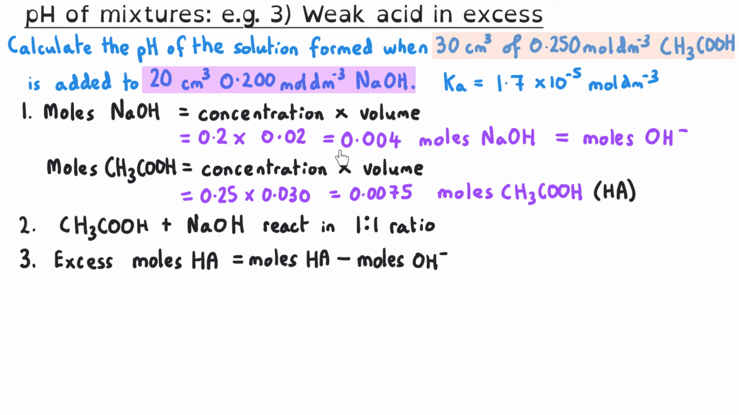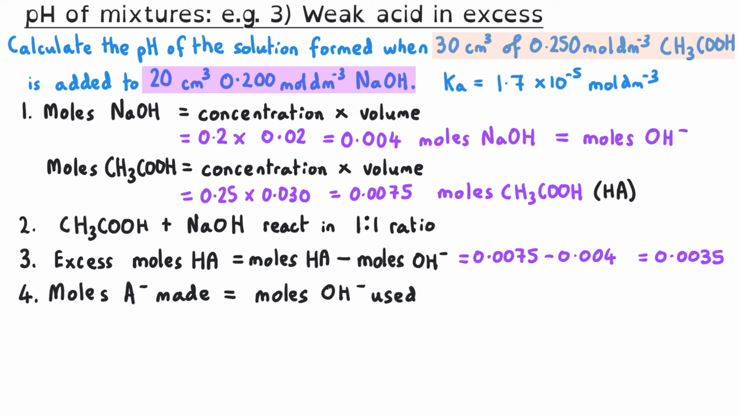0.0075 is greater than 0.004. That means the weak acid is present in excess. So we take the moles of weak acid and subtract the moles of hydroxide ions away from it. So 0.0075 minus 0.004 gives us 0.0035 moles of weak acid, the ethanoic acid in this example.